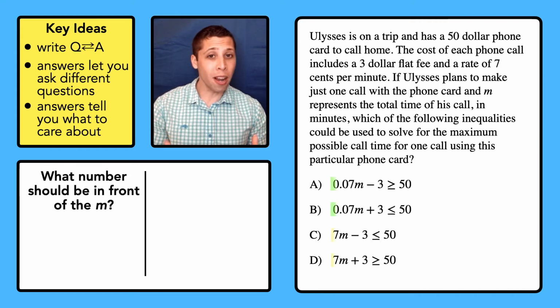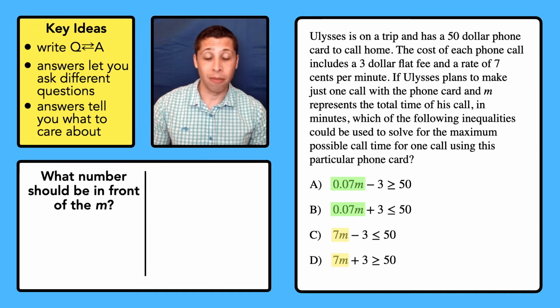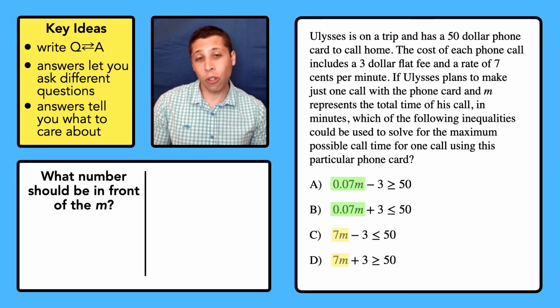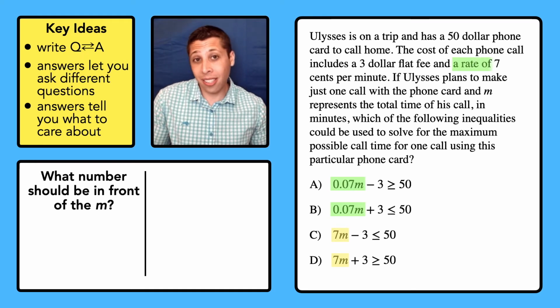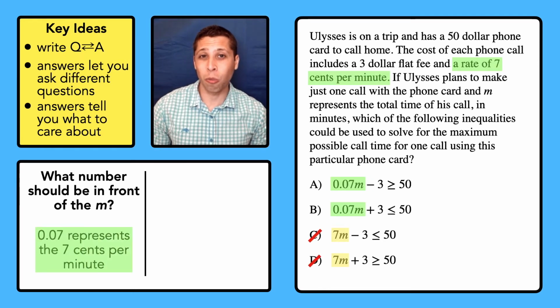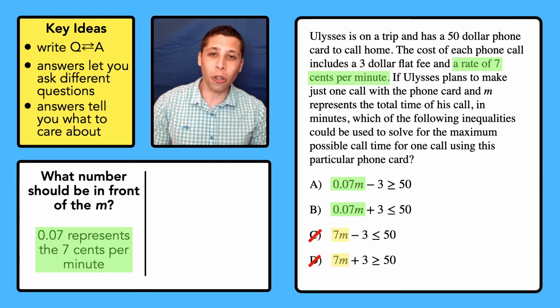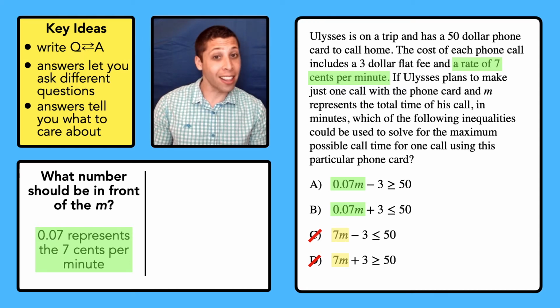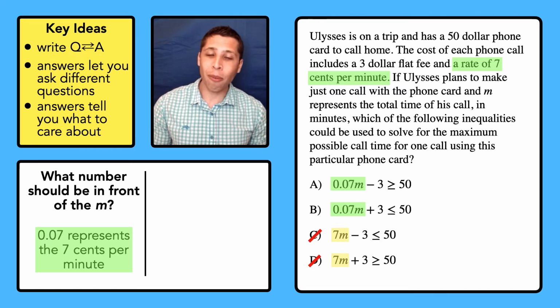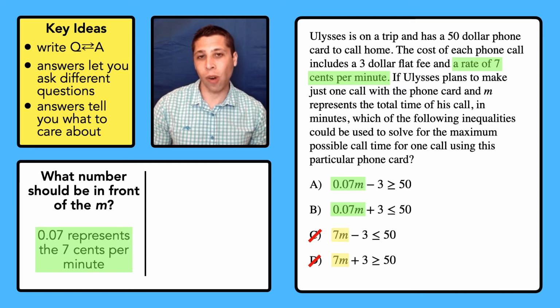First, what number should be in front of the M? 0.07 or just a regular 7? Well, it says 7 cents and $3, so we should probably use the decimal to represent the cents. That's a much easier question for our brains to consider and then answer. And just like that, we've doubled our chances of getting this question right.